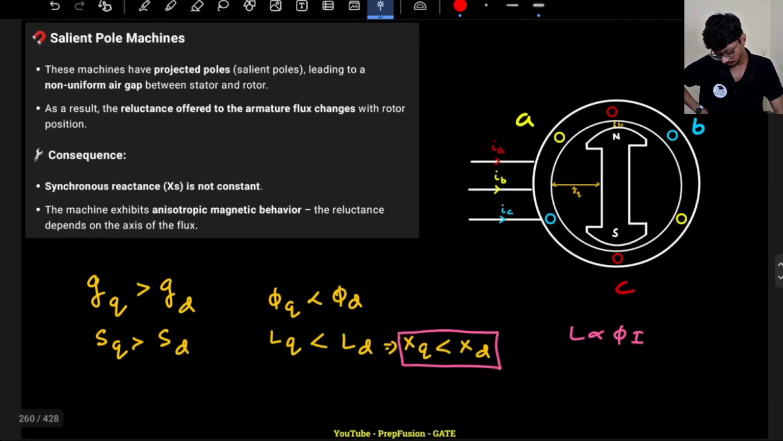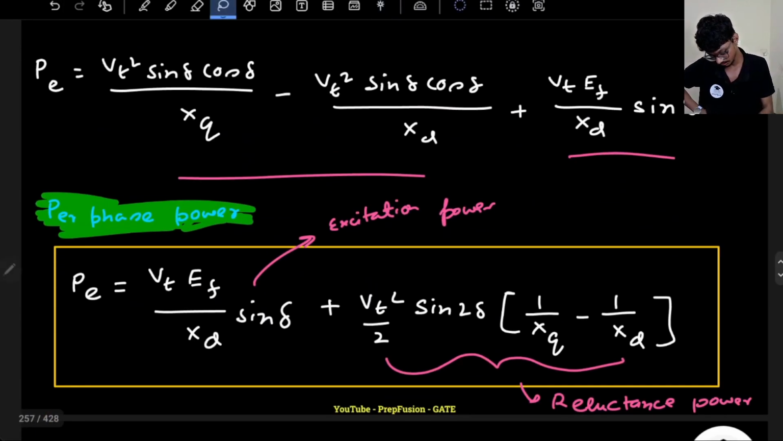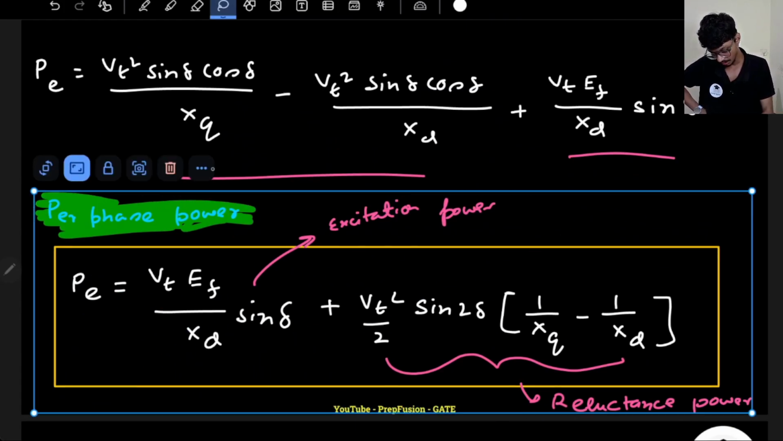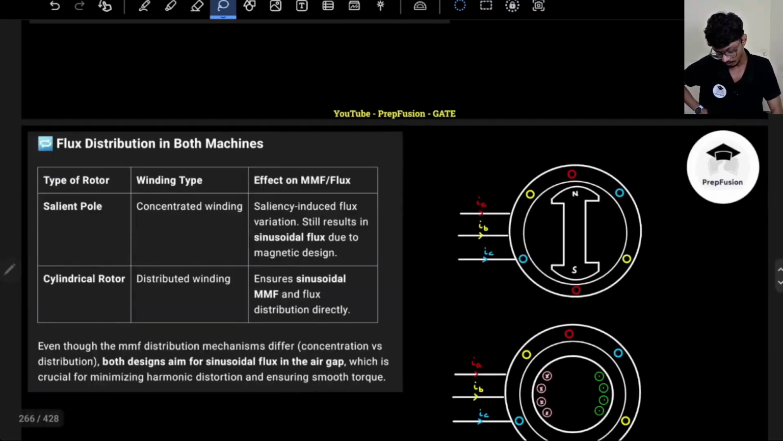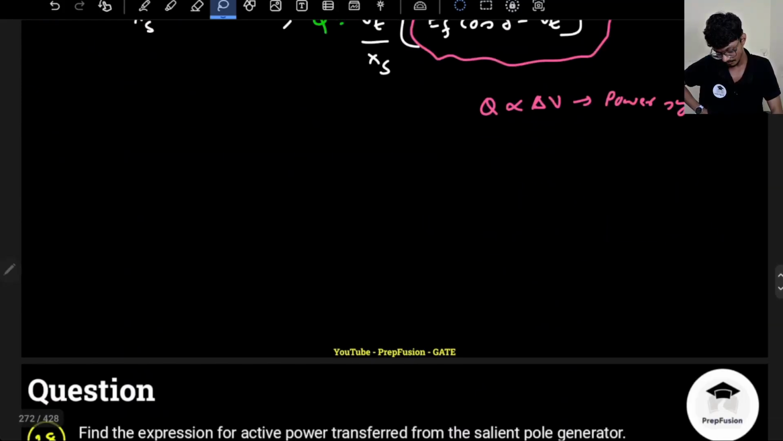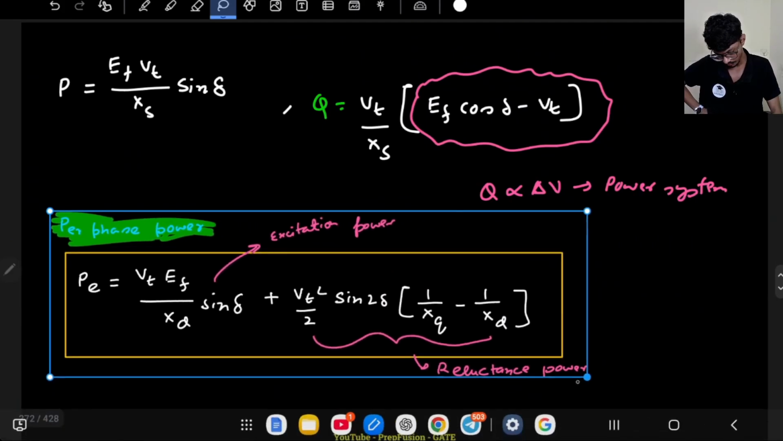And for a salient pole motor, this was the expression for the active power. This is the per phase expression. I forgot to derive, as the previous lecture was already long, the expression for the reactive power for a salient pole machine.